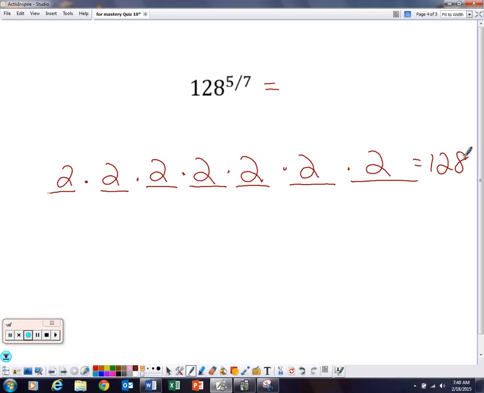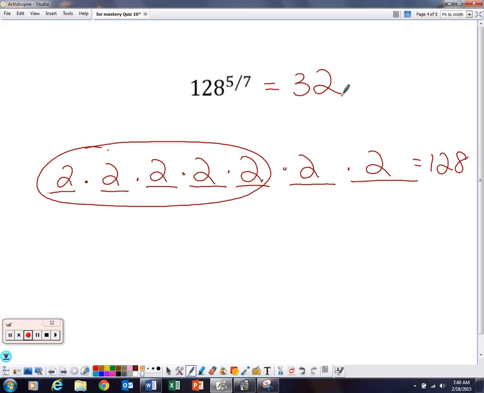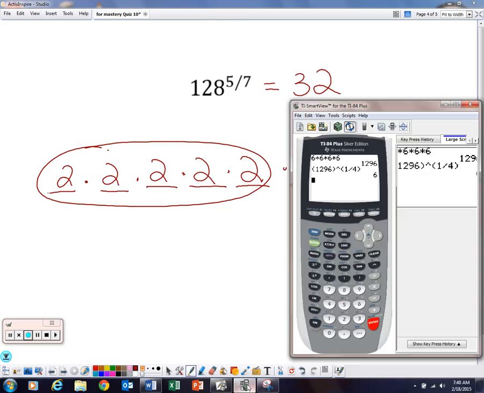So the 7 tells us we're going to multiply 2 to itself 7 times. The 5, the numerator, tells us how many we want. We want 5 of those. So 2 times 2 times 2 times 2 times 2 gives us 32. Or, again, you can use your calculator. Get into the habit of using parentheses. So 128 raised to the 5/7 power is 32. And that's what we figured out. All right, one more problem.